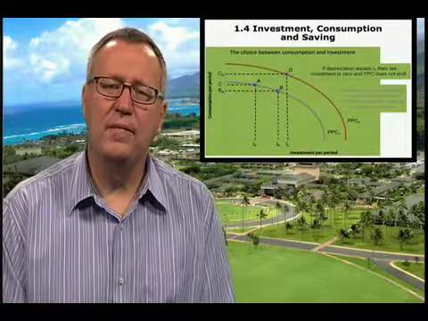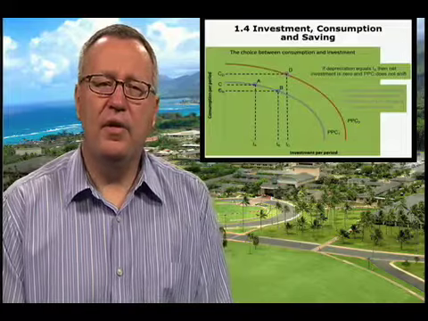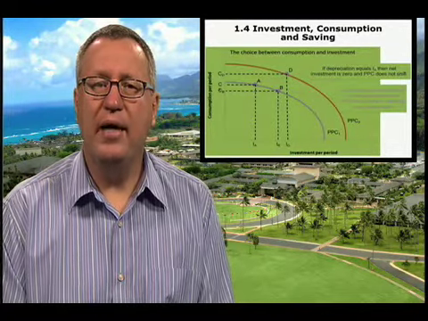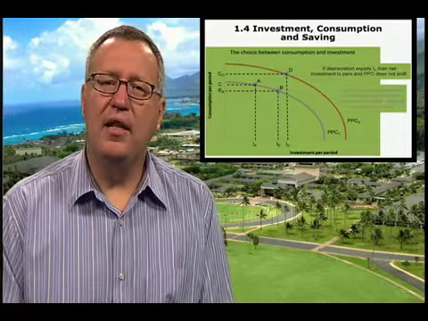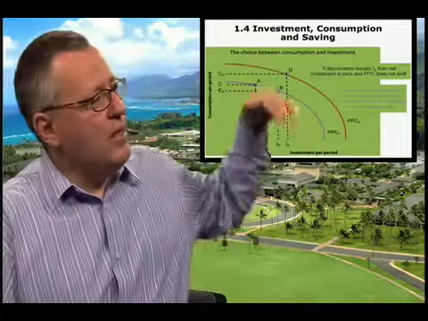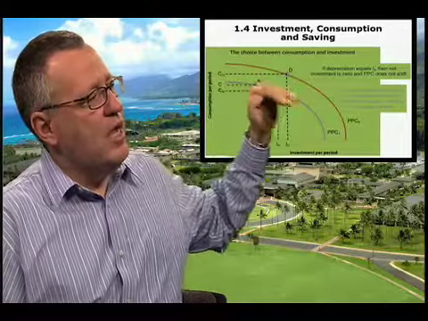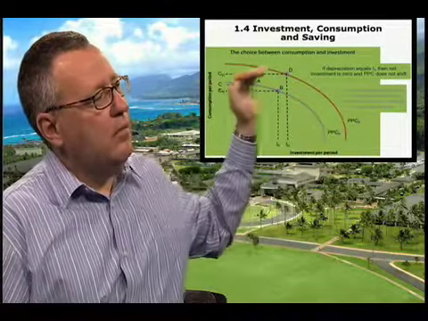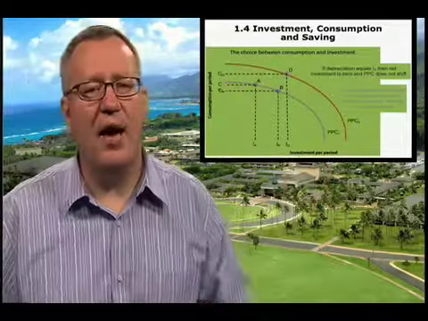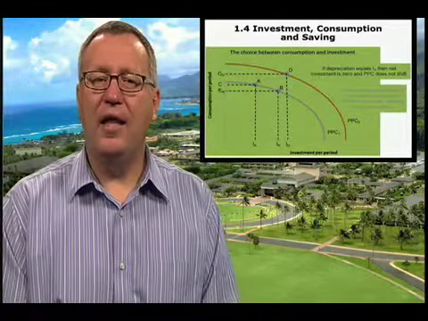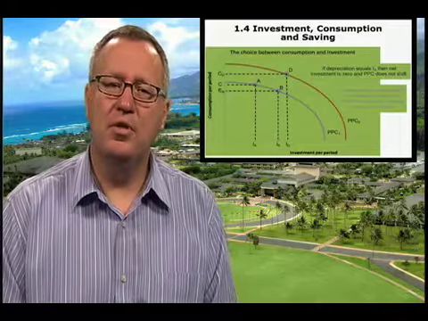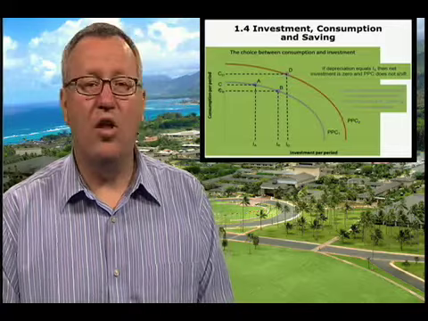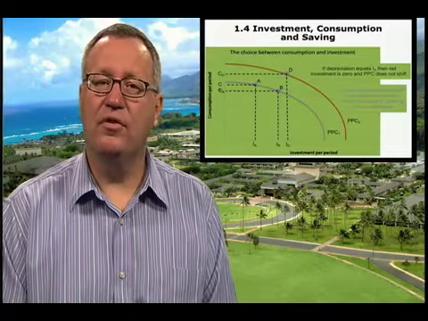The problem is, if we consume everything we make, consume our full income buying stuff for ourselves, there's no money left for investment. And the reality is we can never grow from this inner production possibilities curve to a bigger economy represented by this outer production possibilities curve unless we forego some consumption today and invest. This is called the paradox of thrift.